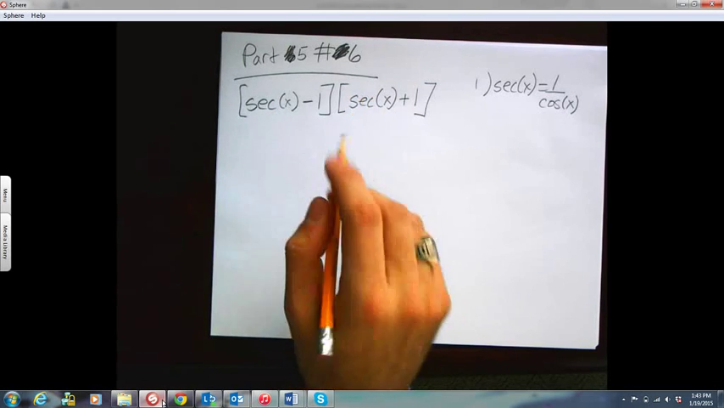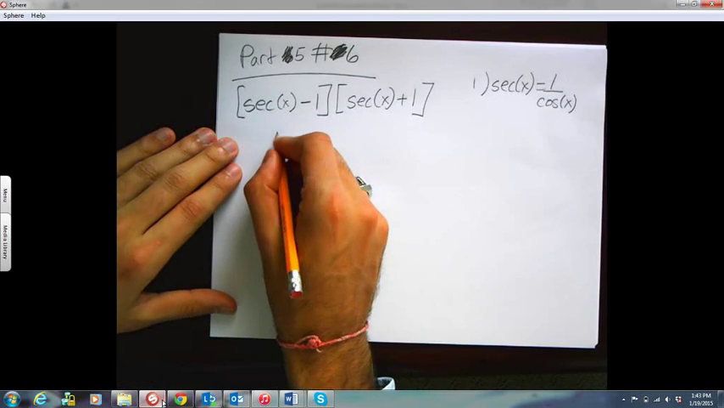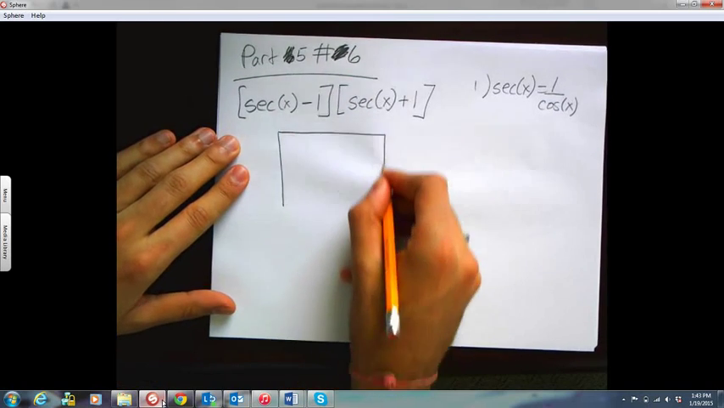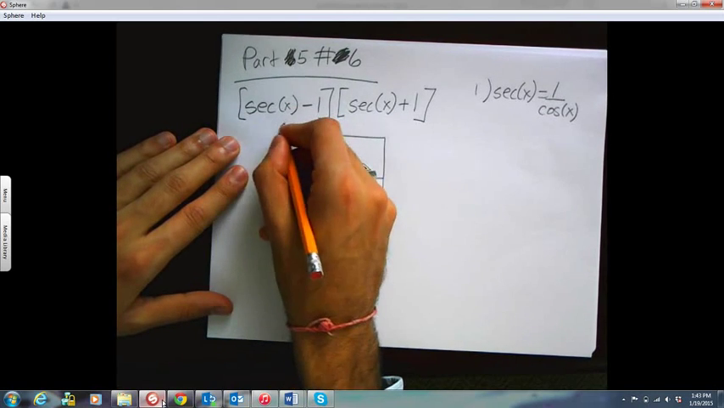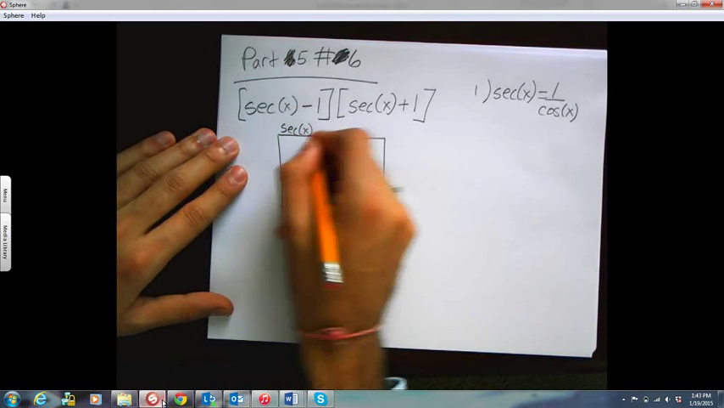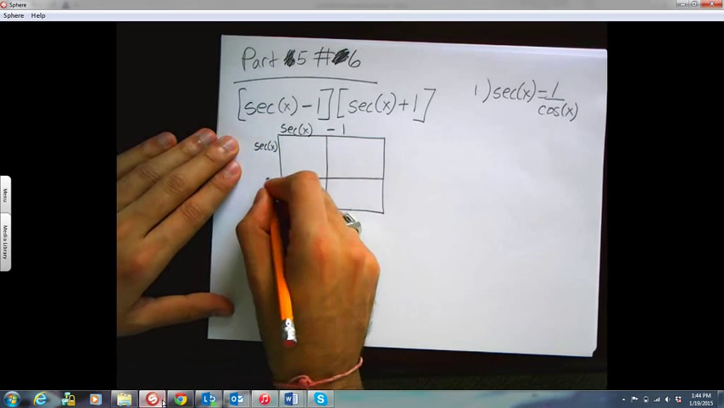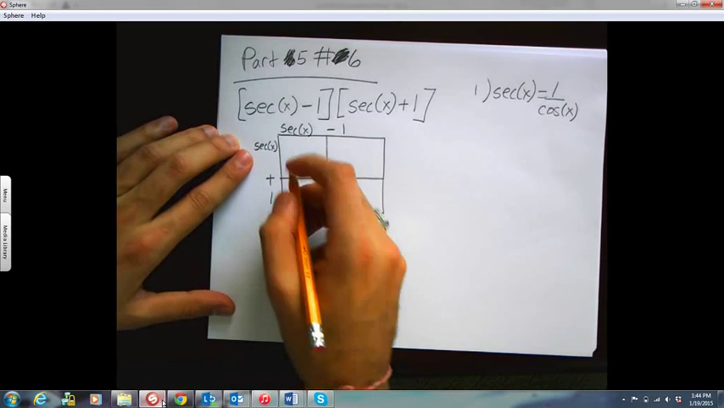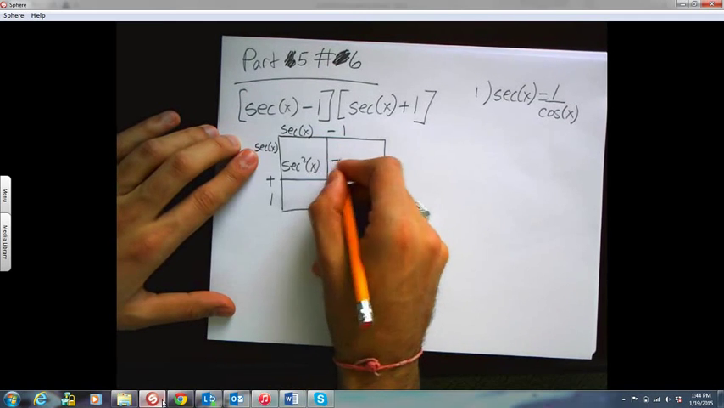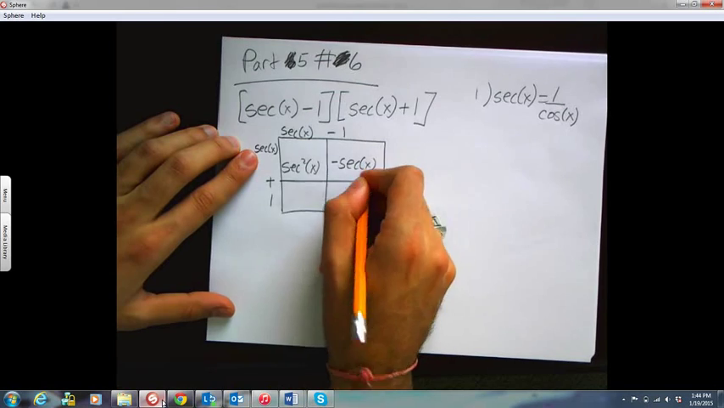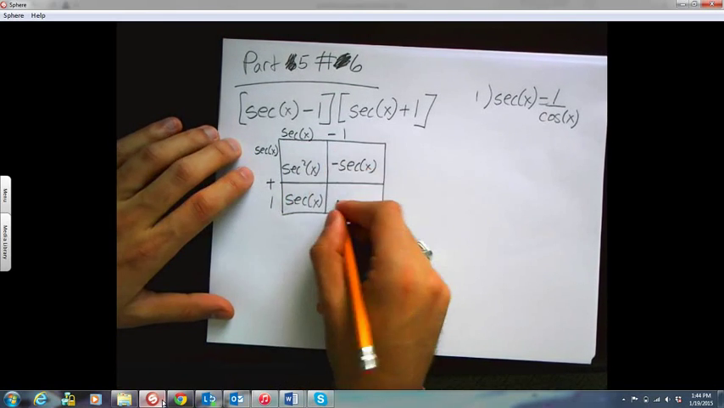So what I'm going to do first is go ahead and multiply this out with the box. So let me take the box. We've got secant of x minus 1, and we've got secant of x plus 1. So secant of x times secant of x is secant squared of x. Negative 1 times secant of x is negative secant of x. Positive 1 times secant of x is just secant of x. And positive 1 times negative 1 is negative 1.